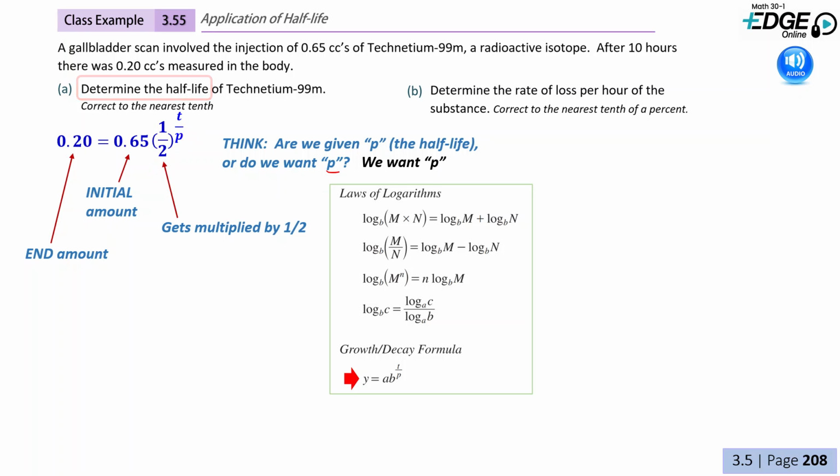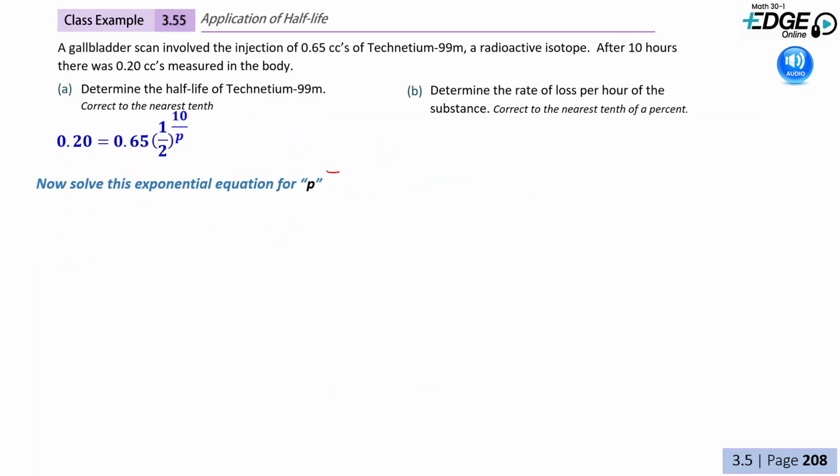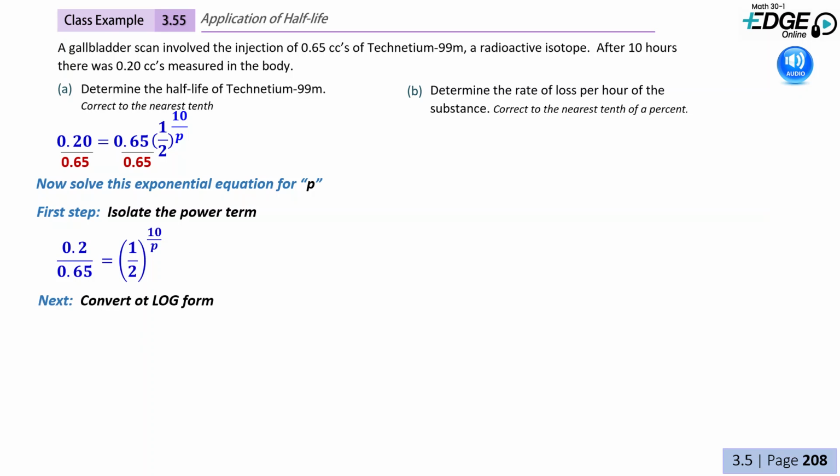And then the 10 hours, well, that's how much time actually goes by. So that's our T value. So that's 10. And now we want to solve for P. So first step is to isolate the power term. So divide both sides by 0.65. So next, convert to log form.